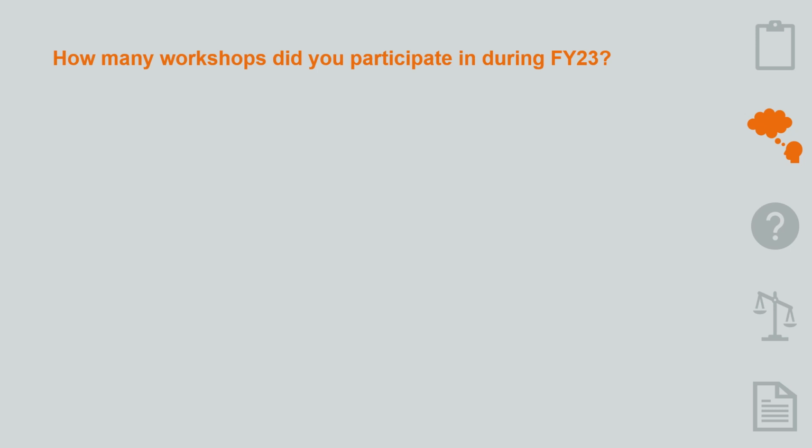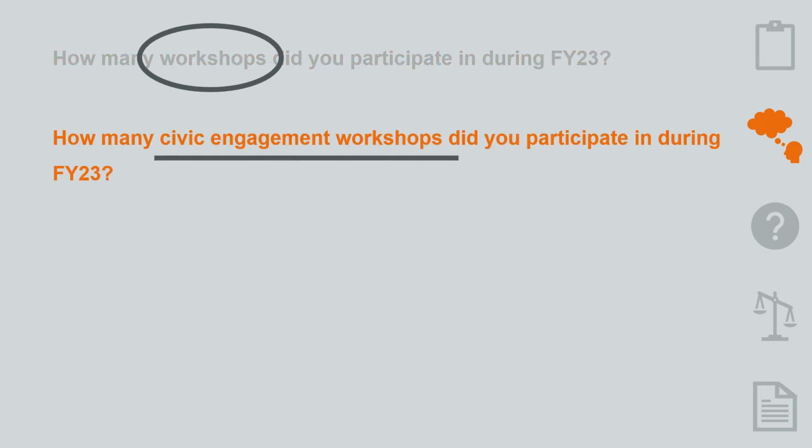For example, in the question, how many workshops did you participate in during FY23? There are a couple of issues. First, you want to avoid ambiguity when phrasing your question. In this example, what workshops are we referencing? Any workshop they may have taken? Or are we looking for something more specific? Avoid any ambiguity and provide clarification within the question. For example, by specifying civic engagement workshops.